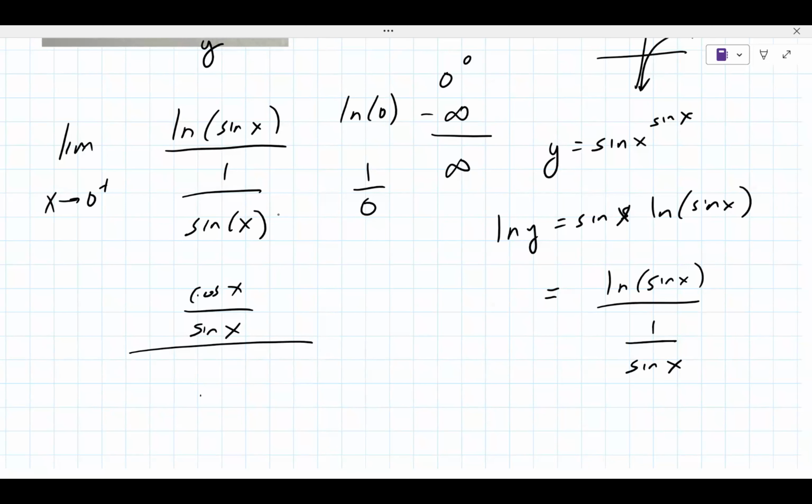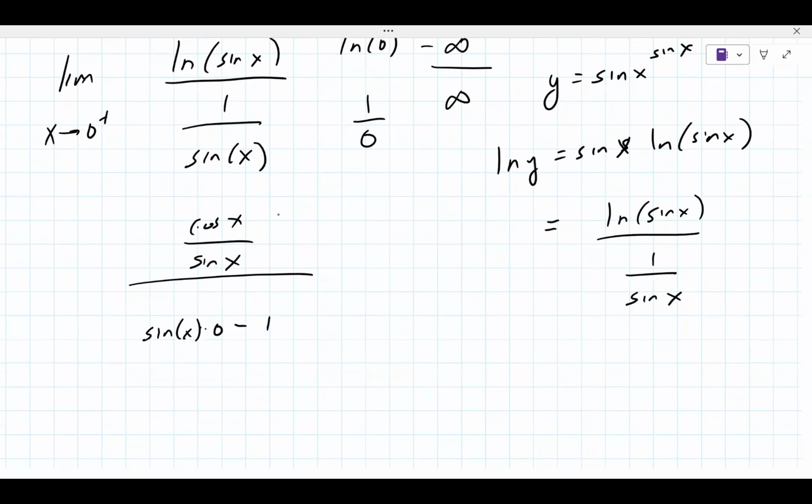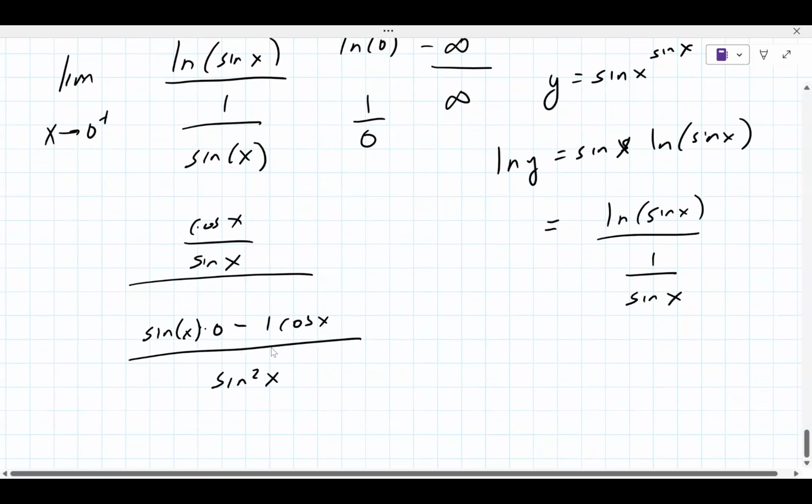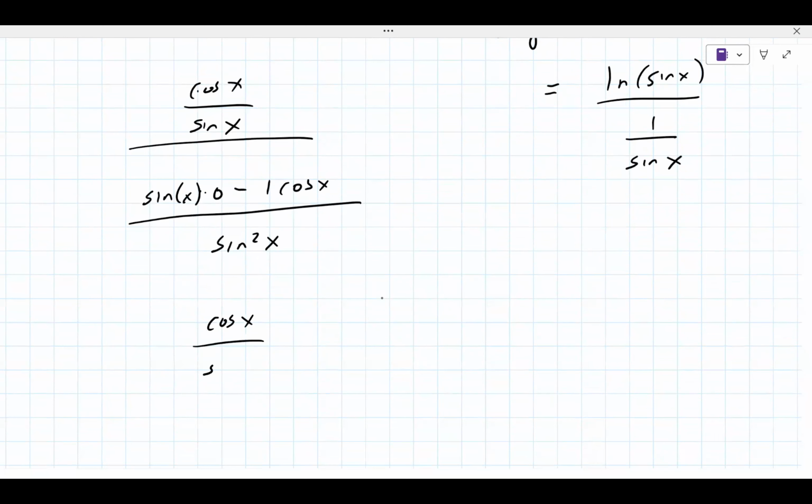Wait, why? Well, you're probably doing bottom times derivative of the top minus the top times derivative of the bottom. Derivative of sine is cosine over bottom squared. Because of the minus. Okay, so negative. Again, probably a good idea here to simplify this.